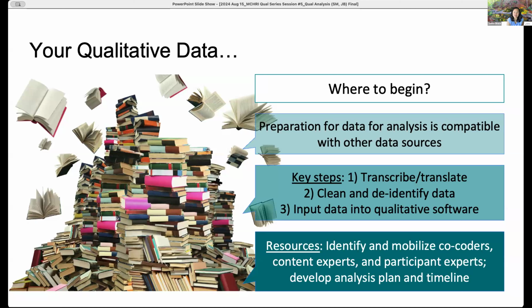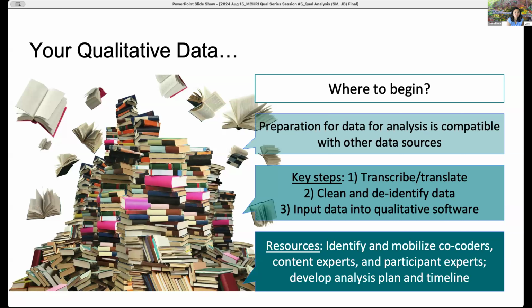The most important things are getting your data transcribed and translated, cleaning your data, and de-identifying it prior to analysis. There are a lot of nuances that go into these first two steps that we won't have time to go into today, but just know that these are considered important things to think about prior to actually sitting down to look at your data. You want to have all of this taken care of before you enter the data into any qualitative software or engage in a more manual analysis process.